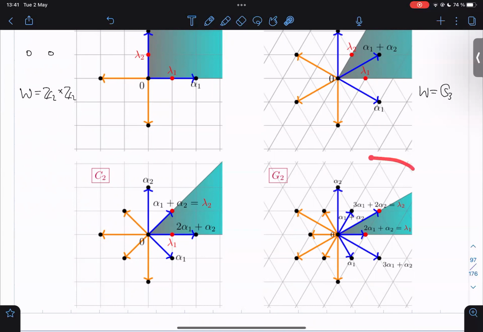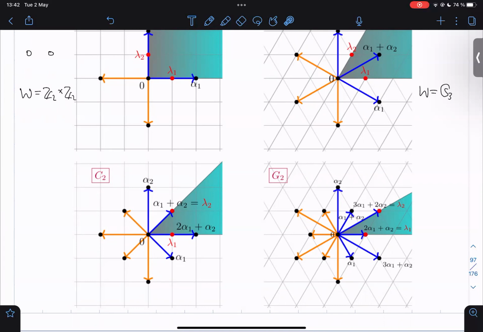G2 case, this beautiful diagram over here. So here's alpha 1, here's alpha 2, angle of 5 pi by 6. Lambda 1 is over here, lambda 2 is over here, and here's the fundamental. Okay, so you have 12 Weyl chambers, you have dihedral 6 for your Weyl group in this case.